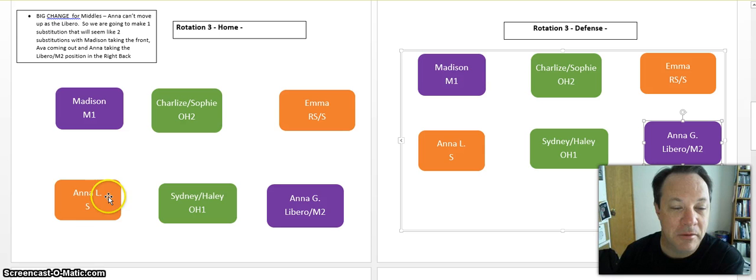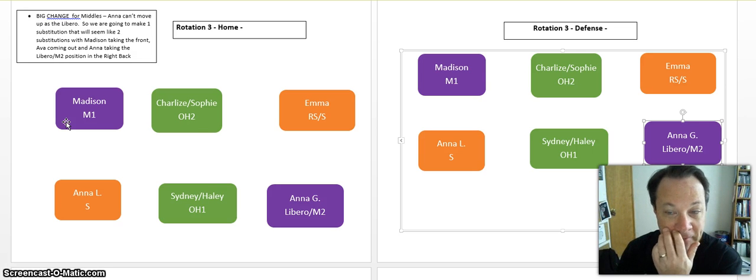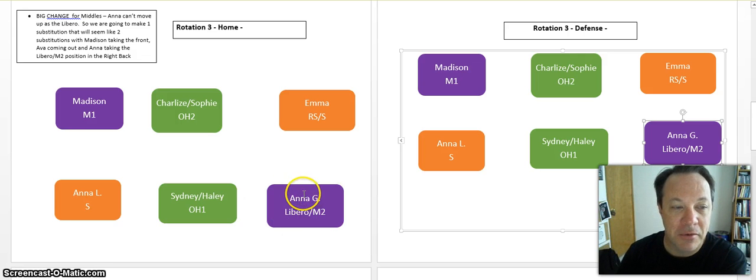So what would happen is when Anna, our libero, would be moving up, or Anna G would be moving up, we were actually going to make what I called a double switch, even though the league or volleyball calls it one substitution. So what we would do is we would actually have Madison sub for Ava, because Ava was in the process of moving back into this position. And what that would do is if we move Madison for Ava, then Madison can take the front position, and then Anna in the libero position can sub for where Ava was at.